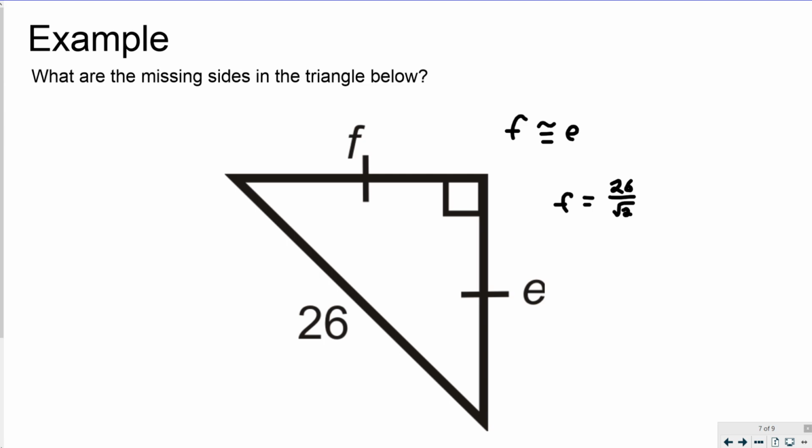So, I can't leave it like this. I must rationalize the denominator. So I'm going to multiply by the square root of 2 over the square root of 2. And on the top of my fraction, I'm going to get that F equals 26 times the square root of 2. And on the bottom, the square root of 2 multiplied by the square root of 2 is 2. So now I can divide 26 by 2 to get that F is equal to 13 times the square root of 2. And then since F must be congruent to E, E must also be equal to 13 times the square root of 2.